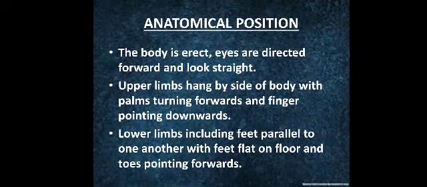Anatomical position, the body is erect. So we need to define what anatomical position is. Here the body must be erect, eyes should be pointing straight, then upper limbs must hang by the sides of the body with the palms facing forwards and fingers pointing downwards. You can imagine the position, it is exactly like how you stand, and the only thing that you need to do is you shouldn't bend any of the joints.